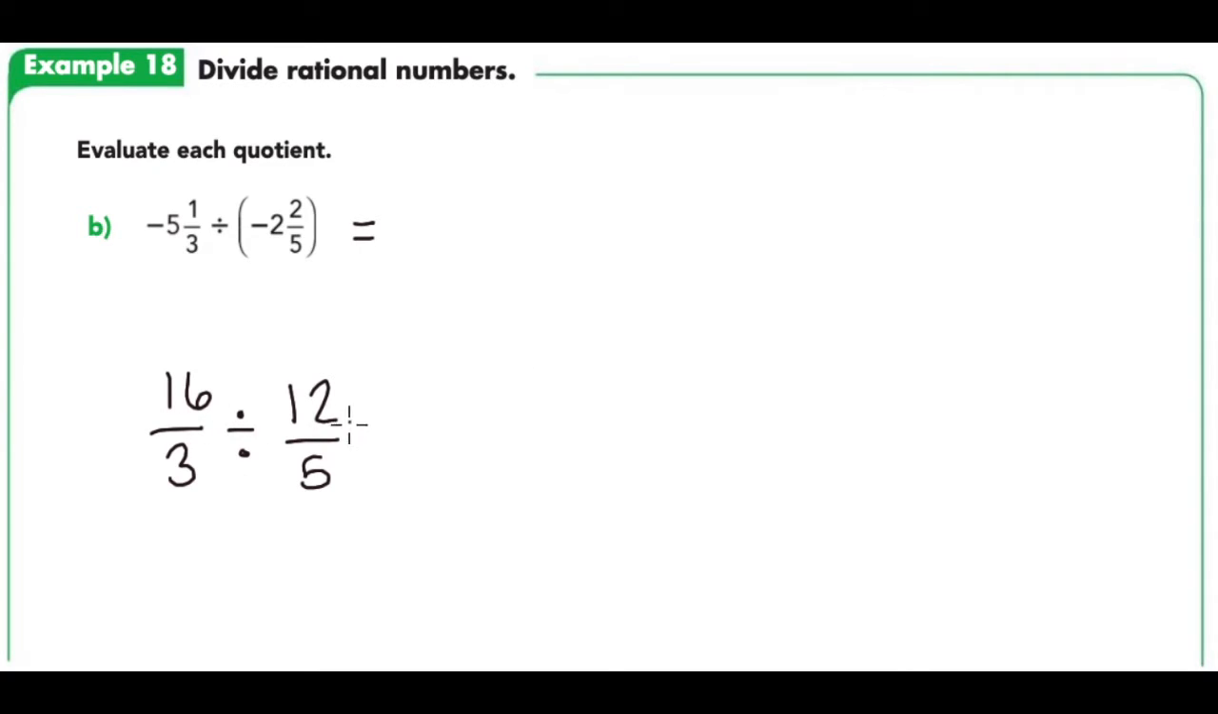And now we follow our division rules. The first number stays the same, so that's going to stay 16 thirds. Division becomes multiplication, and then 12 fifths flips to its reciprocal of 5 twelfths. Now we follow our multiplication rules.